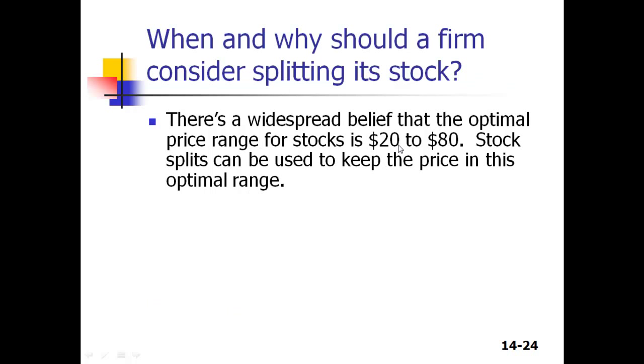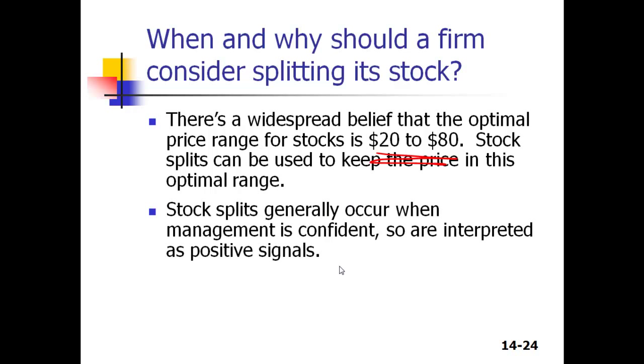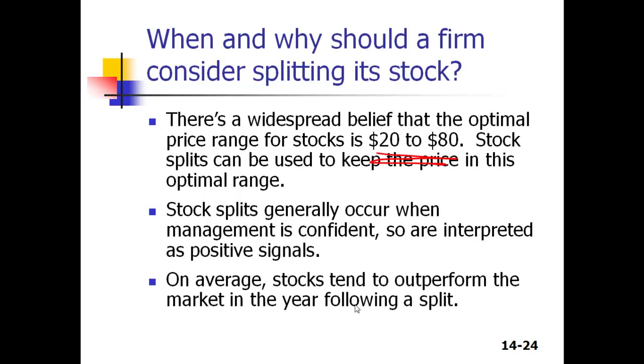When and why should a firm consider splitting its stock? So in the US, firms try to maintain their stock price between 20 and 80. So if the stock price is going too high, then they will split. Stock splits generally occur when management is confident, so these are generally interpreted as a positive signal. On average, stocks tend to outperform the market in the year following a split. Why do you think this is? Partly psychological, but partly if I am a company and my stock is splitting, I'm sending out a signal that I think the stock will keep going up.